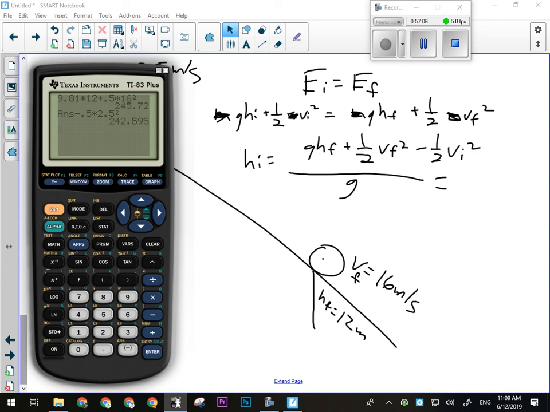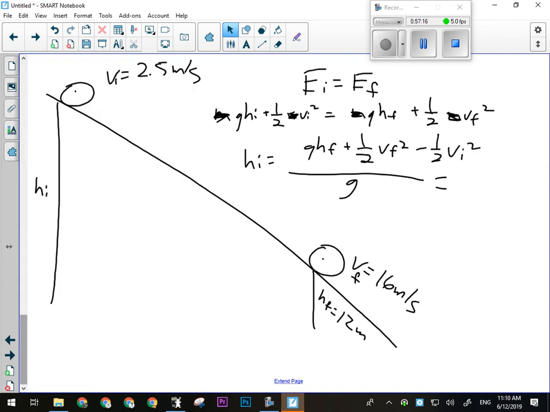Okay, so there's our initial potential energy. Divide that by 9.81. We're looking at 24.7 meters. Actually, we only have two significant figures, so 25 meters. Okay. So is one like that going to be pretty straightforward?